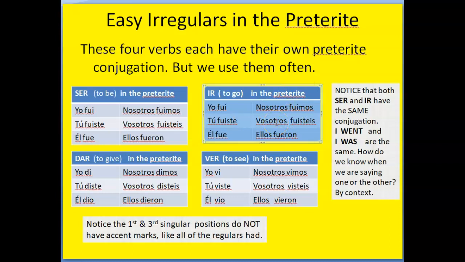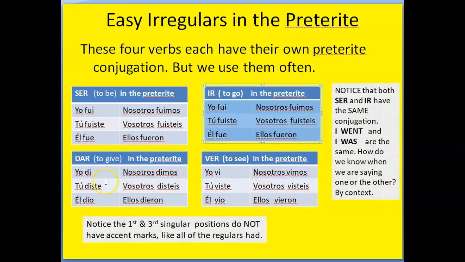So if I say yo fui, how do I know if I'm saying I was or I went? If I say yo fui a la tienda ayer, then you don't think that I was a store. From context, you know I went to a store. If I say el examen fue horrible, you know I'm not saying the test went to something horrible. It was something horrible. El examen fue horrible.